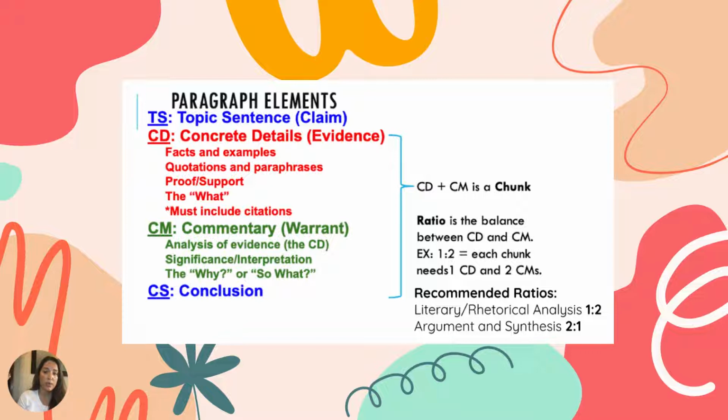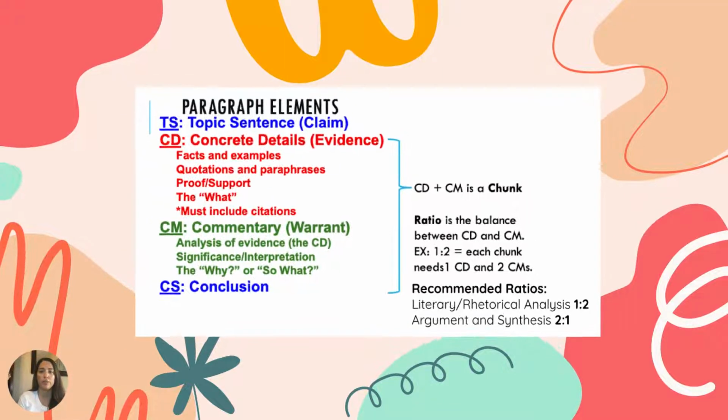And the ratio is the balance between CDs and CMs. So for body paragraphs that require 2 chunks, 1:2 ratio, you would need 1 CD and 2 CM sentences per chunk. And this would repeat itself so that you have a total of 2 CDs and 4 CMs in the paragraph. Another reminder, the 1:2 ratio is recommended for analysis writing, which we're talking about today, and for argument, we recommend about a 2:1 ratio.